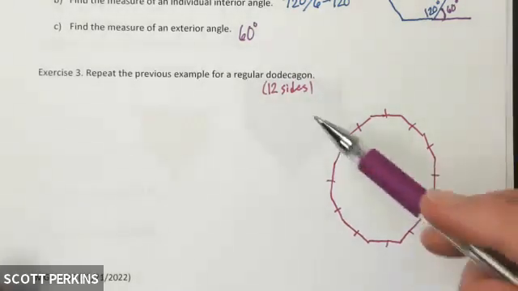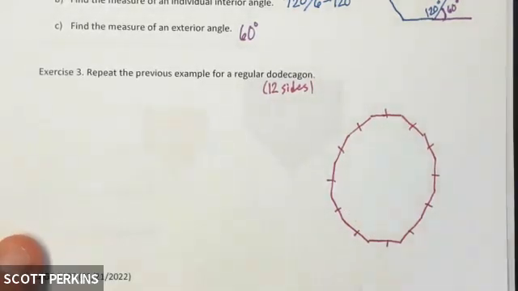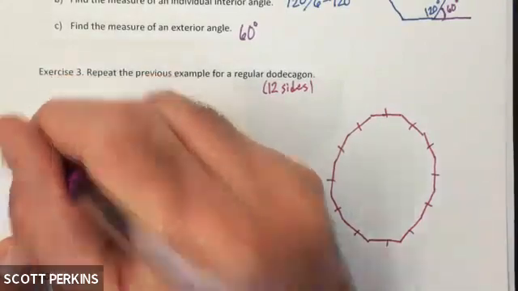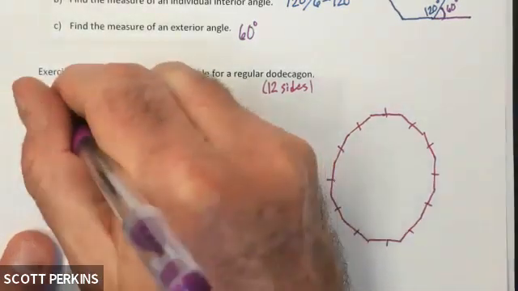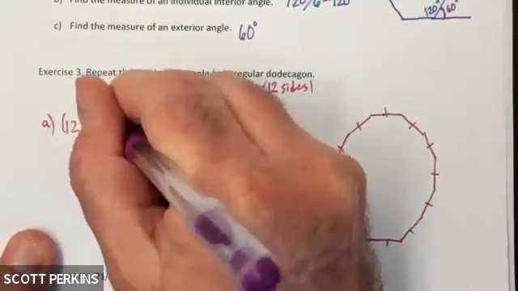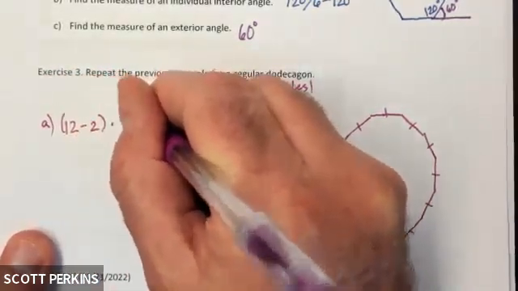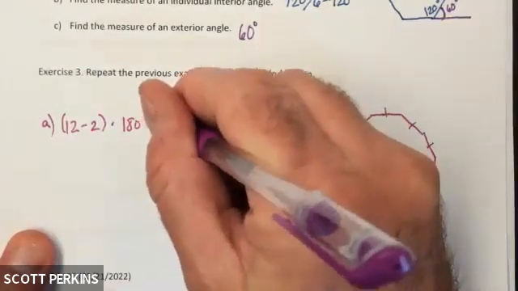Okay, so this figure has 12 sides. So the first part of the problem was what's the sum of the interior angles? So that is 12 minus 2 times 180. And that's 10 times 180.